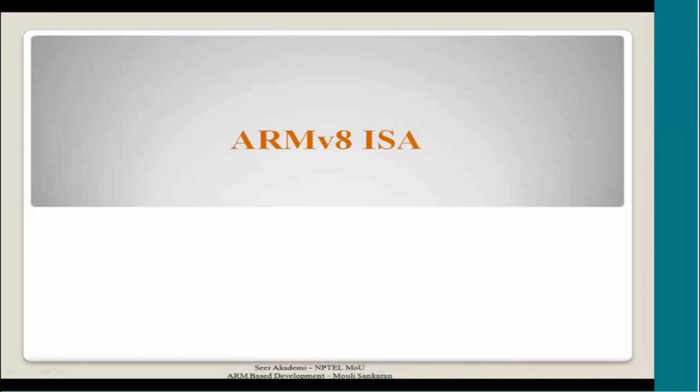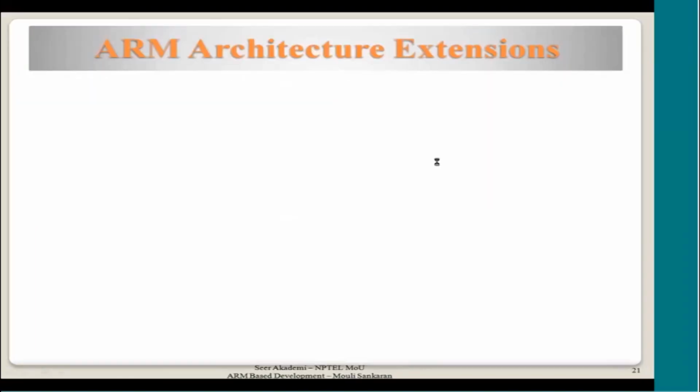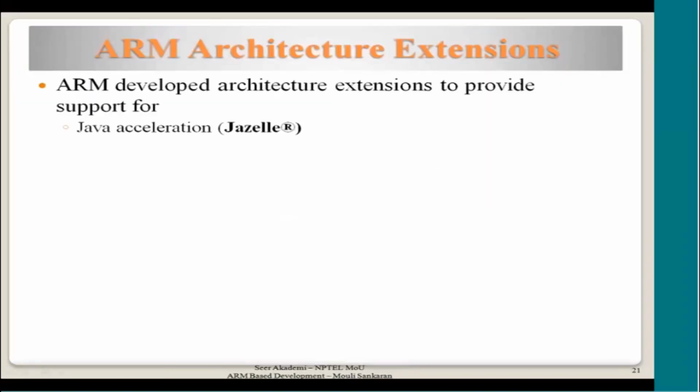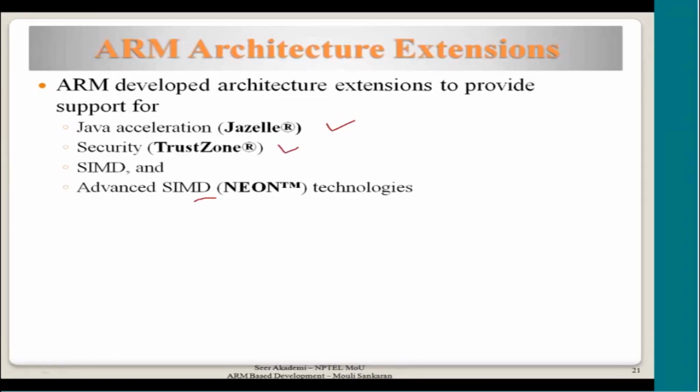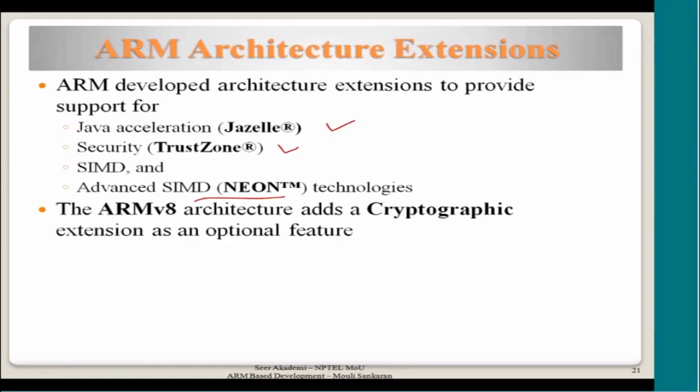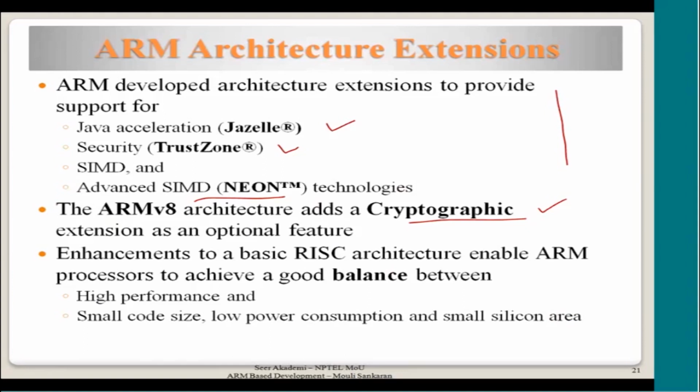Now moving on to ARMv8. Let us see what are the architectural extensions being introduced. So this I already told, Java acceleration as well as security, the zone is called the control, and these are all which I have already listed out. Now the V8 architecture adds cryptographic extension to it, apart from all this which you have seen in V7. And then the extension basically enables the ARM processor to achieve a good balance between high performance and low power and small code size and the frequency. So this is a very good compromise and good balance between them.